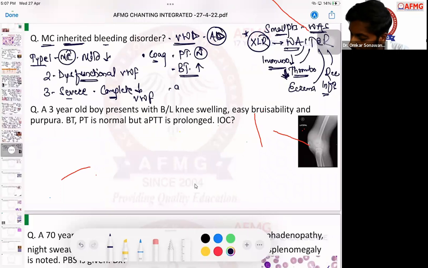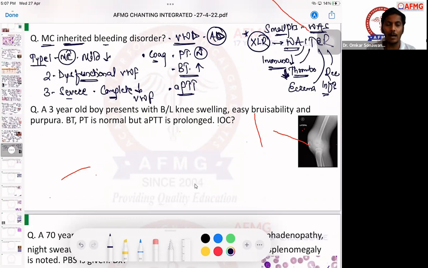What will happen with APTT? Will it remain normal or be prolonged? Please let me know. Very good. Apart from aggregating platelets, von Willebrand factor has one more function: increasing the half-life of factor 8. So if the half-life of factor 8 decreases, there would be an abnormality in the intrinsic pathway, and then definitely the APTT would also be prolonged. So please remember two important things in the coagulogram in von Willebrand disease: bleeding time is prolonged, and APTT is prolonged in this patient.